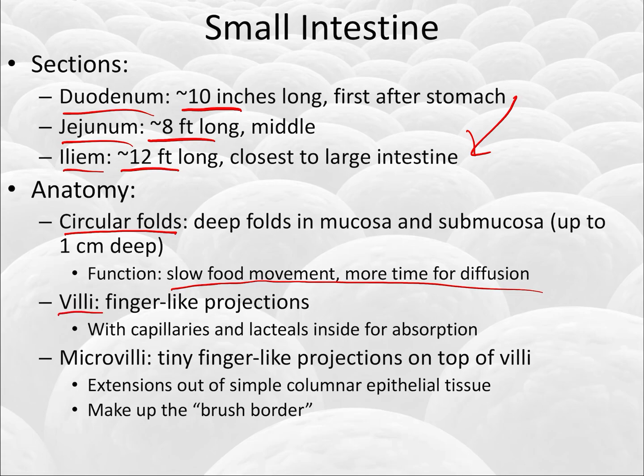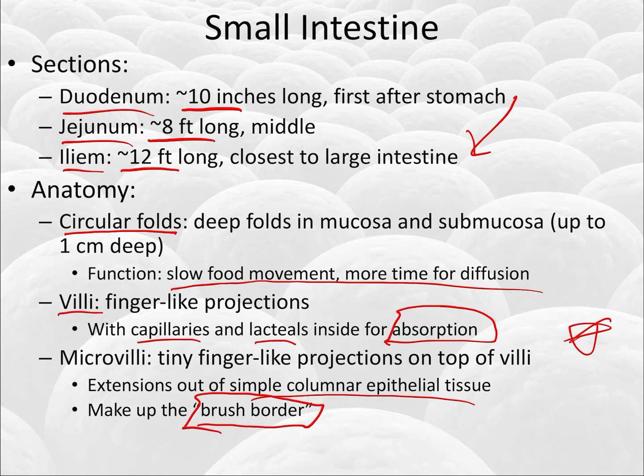We have villi in our small intestine. They're little finger-like projections, and that's what we see on the background here. These have capillaries inside of them, as well as lacteals, which are part of the lymphatic system. Both these are important for absorbing nutrients. And then we have microvilli, which are just little tiny finger-like projections on top of those villi. Okay, these are extensions off of the simple columnar epithelial tissue, and this is really what makes up the brush border. We're going to talk about the brush border enzymes here in a sec.